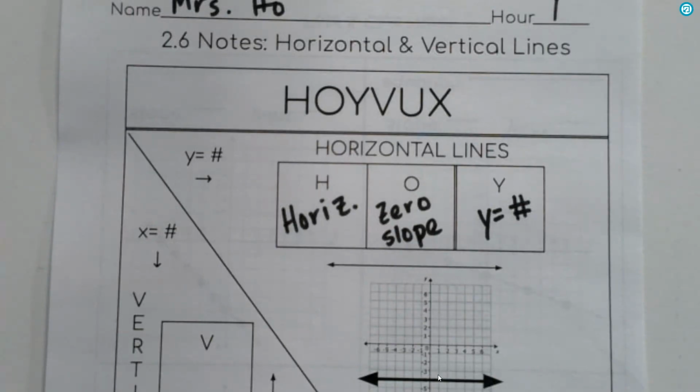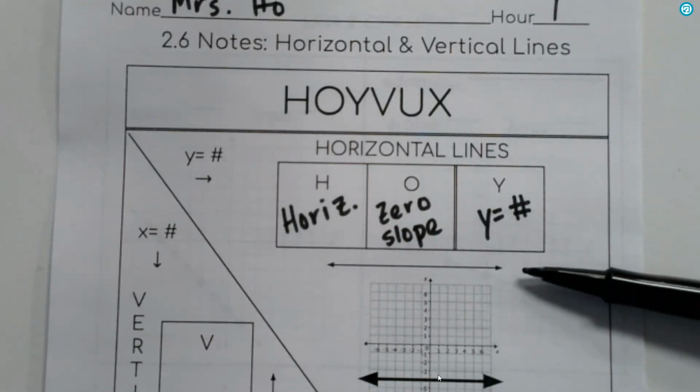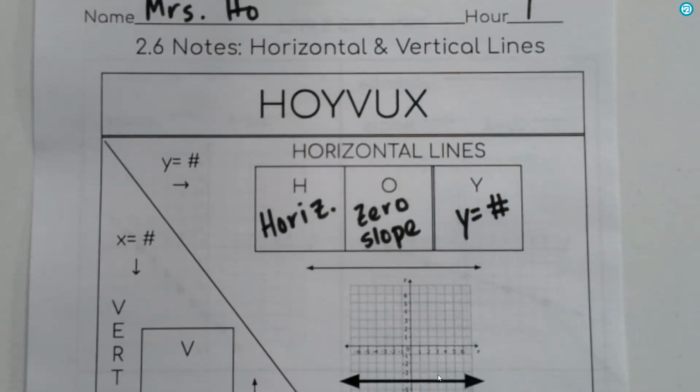And then I put a picture of a horizontal line right here. So a horizontal line is side to side. How I remember that one is if you look out on the horizon, it goes from side to side. Okay? The horizon's not going up and down, it's going from side to side.